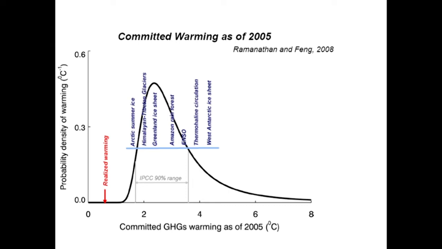And look at the predicted warming. Observed warming is only about 0.6 of a degree. So you can ask, where is this 2.5 degrees? Where did it go? Okay? So let's look a little bit into that.